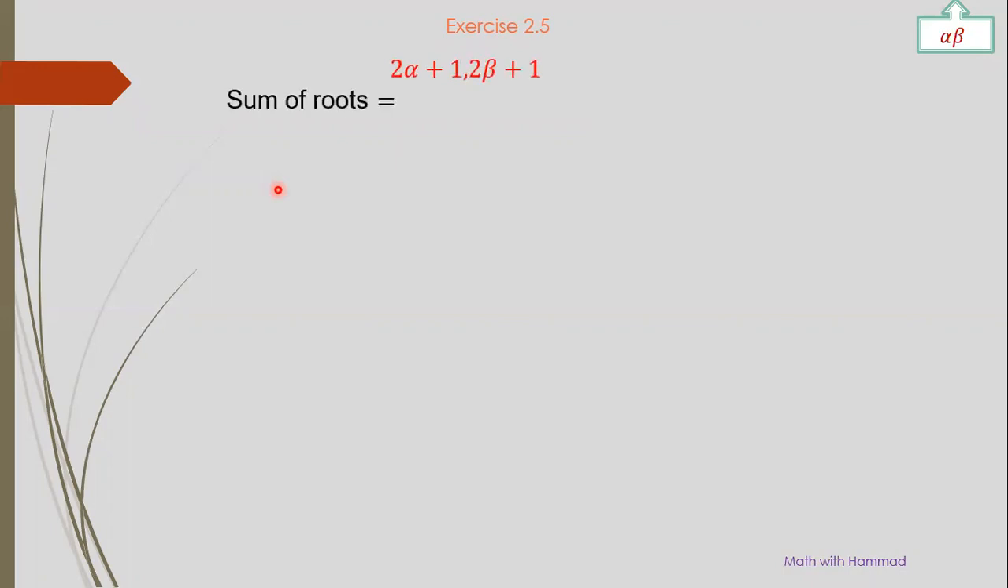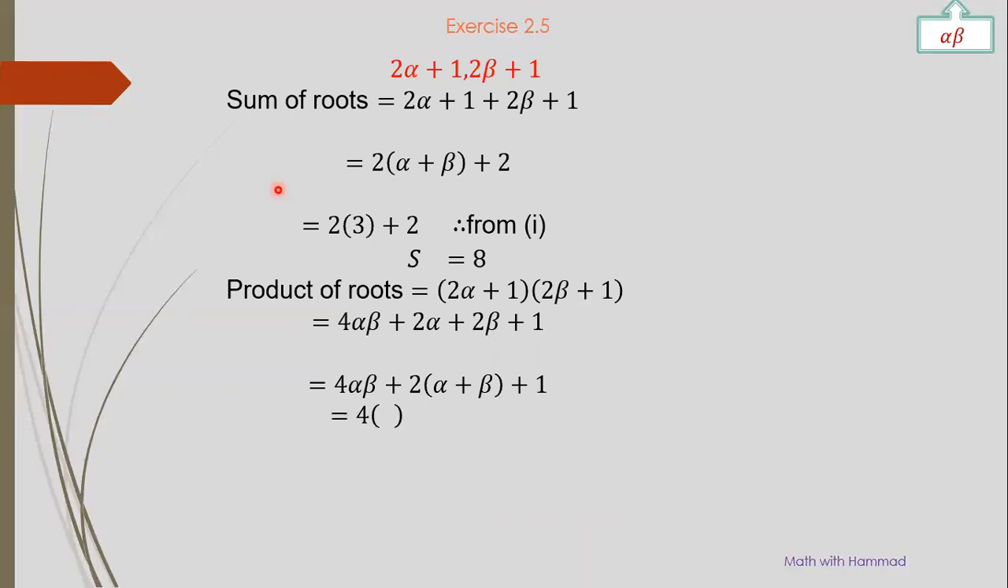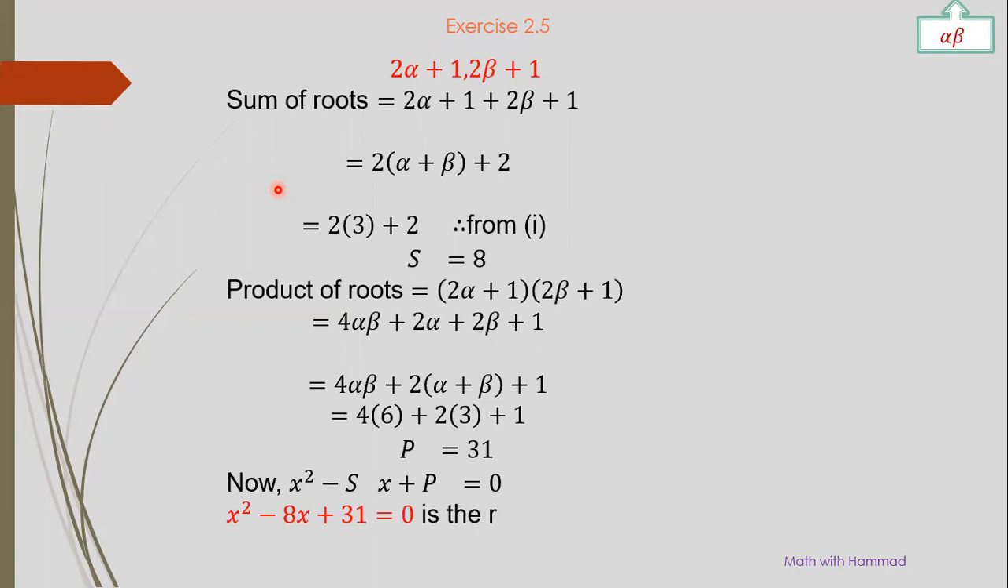Sum of the roots: 2 alpha plus 1 plus 2 beta plus 1. Replace the values of alpha plus beta, we have S is 8. Now product of roots: 2 alpha plus 1 into 2 beta plus 1, that is 4 alpha beta plus 2 alpha plus 2 beta plus 1, taking 2 common. Replace the values and we have P is equal to 31. Now standard form is x square minus Sx plus P is equal to 0. X square minus 8x plus 31 is the required equation.